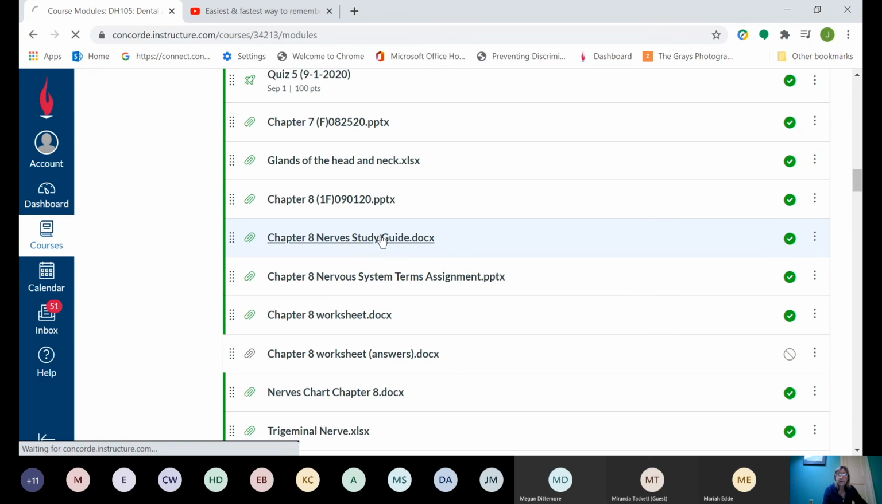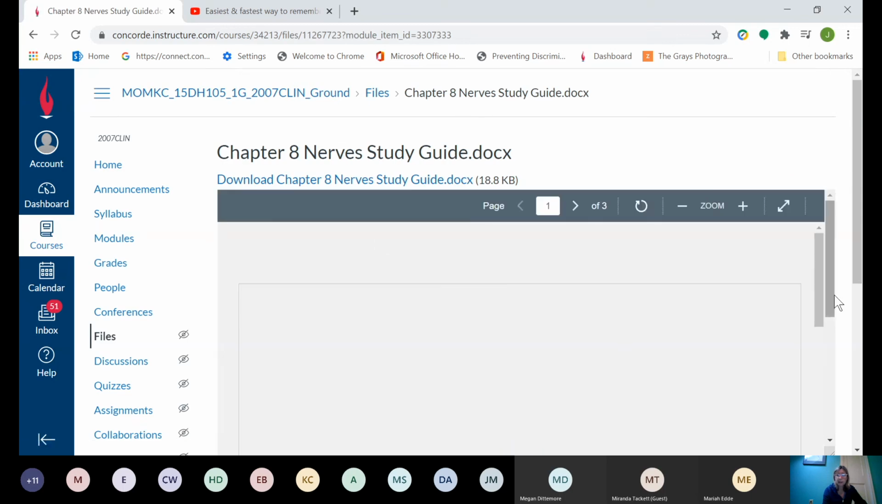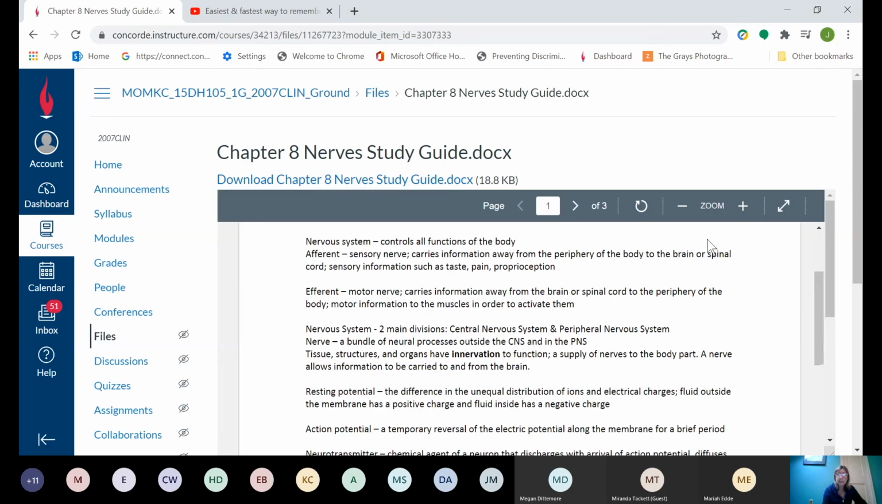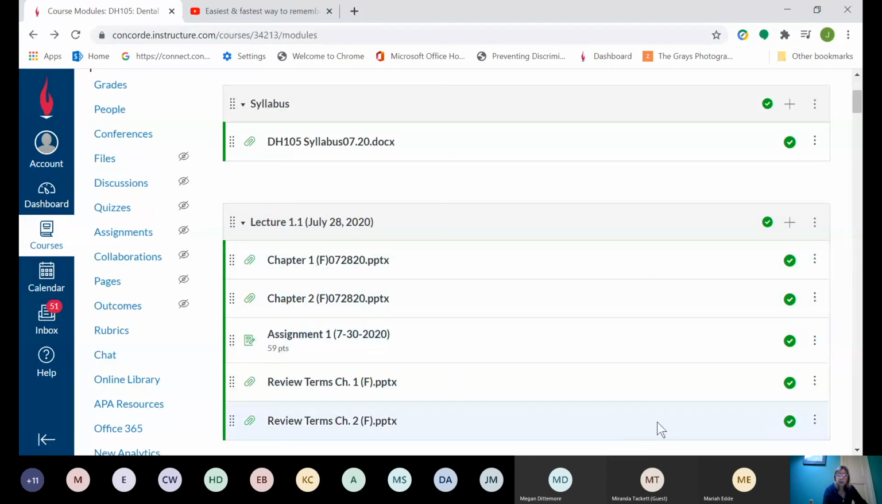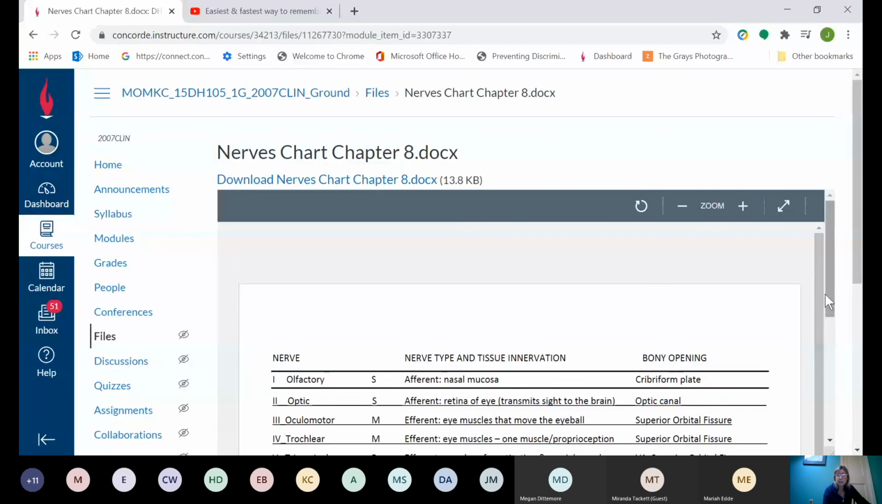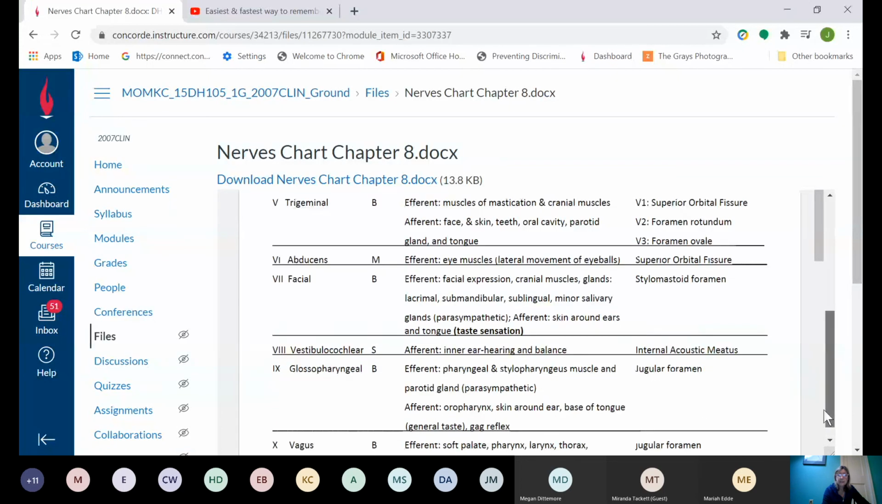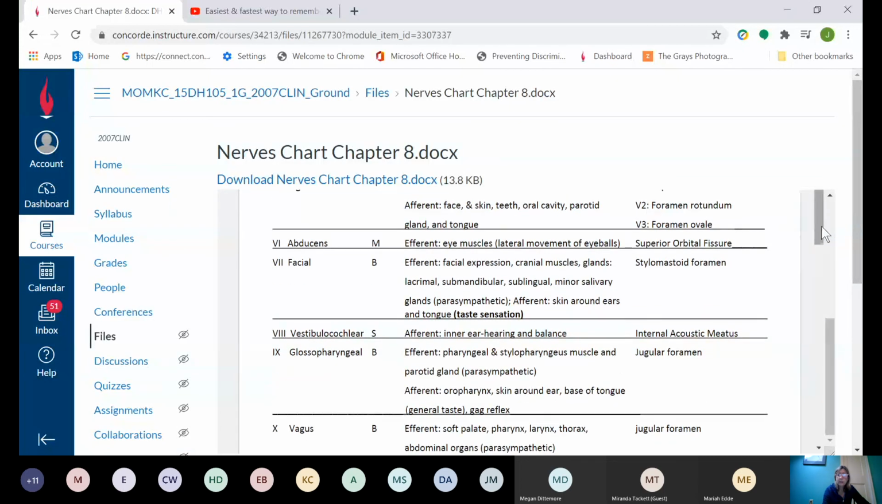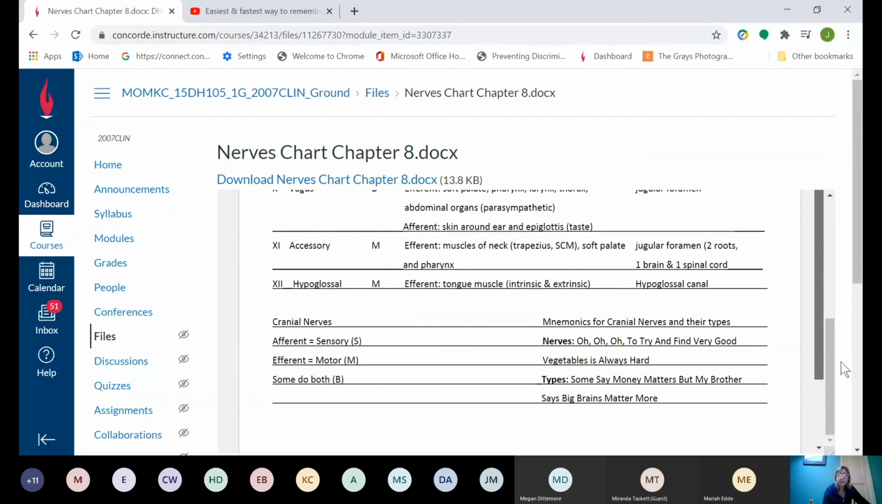But as far as, I'm trying to see if I can find where it is. Okay, that's the study guide. Just so I can show you where I have them down. Some of you may have already looked at them. Nerve chart. Let's see if it's on the nerve chart. Yes, so on the one that's marked nerve chart, down at the bottom are the mnemonics that she was just talking about.